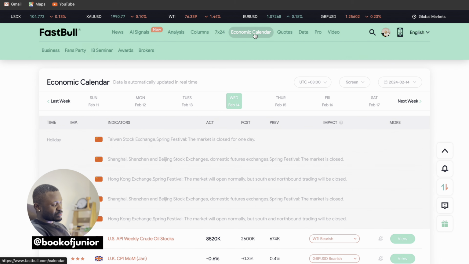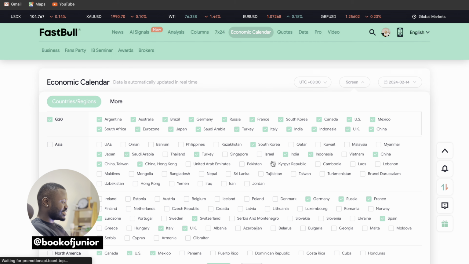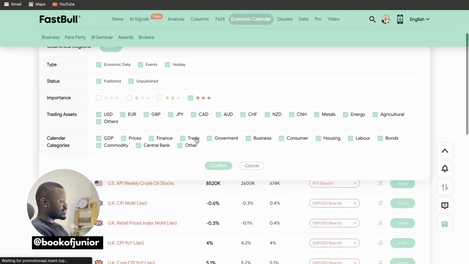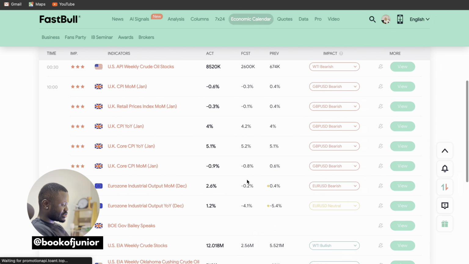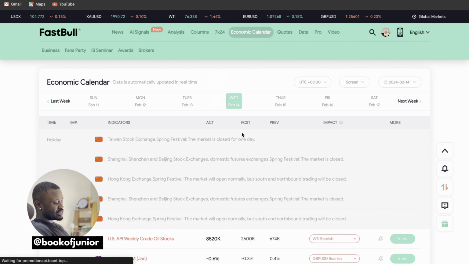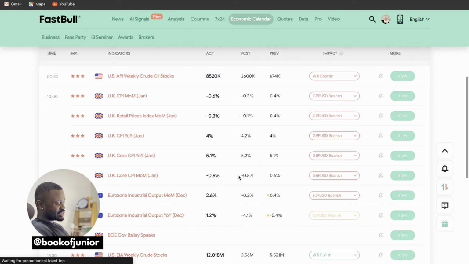Then you come to the economic calendar right here. Make sure to come here to more. Make sure to come to your screen right here, and then come to more right here, and then make sure to only leave the red ones right here, the high impact news, because these are the same things that are going to move the markets so crazy. So you can see these are all economic events that we had. You see guys, those are all economic events we had today, and these moved the market crazy guys.